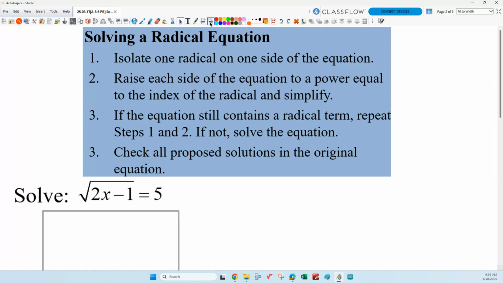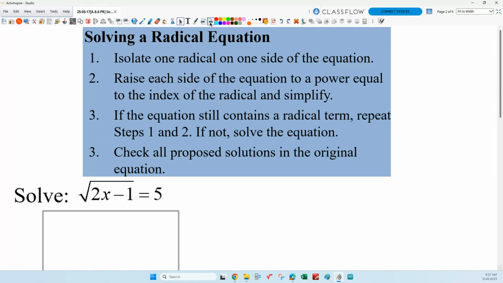Now, we're not really going to deal with this other instance, but it's possible we could have multiple radicals in the equation. If we did, we would undo one radical by squaring both sides, let's say. And then if there were still a radical in there somewhere, we'd have to isolate that other radical and do it again. We're not really going to go into that. Maybe we'll come back and I'll show you a couple examples at some point, but I'm not going to have you focus on those.